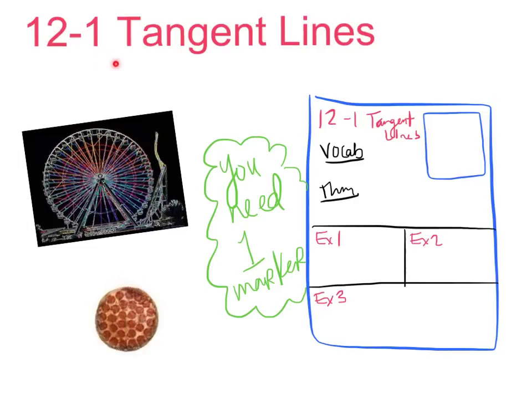Our notes are 12-1 and the title is Tangent Lines. Go ahead and set up about half of the page for vocabulary and one theorem, and we'll be doing 3 examples at the bottom. And as a note, you will need a marker for these notes.